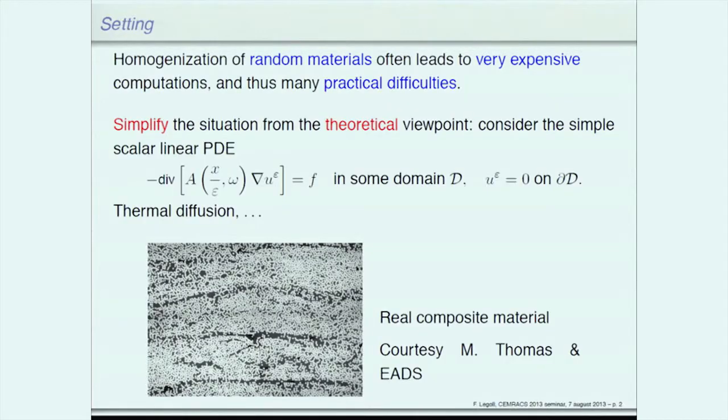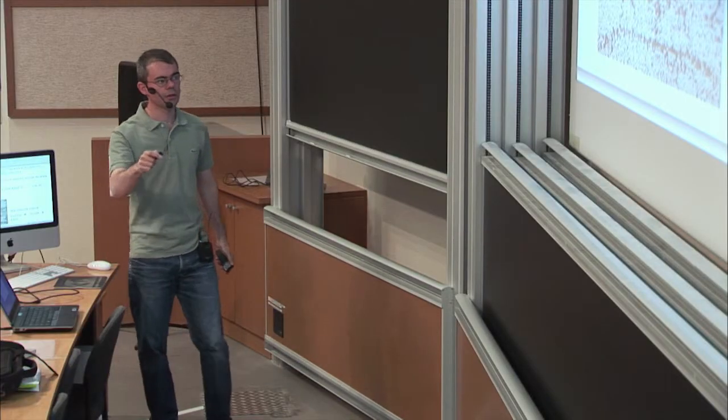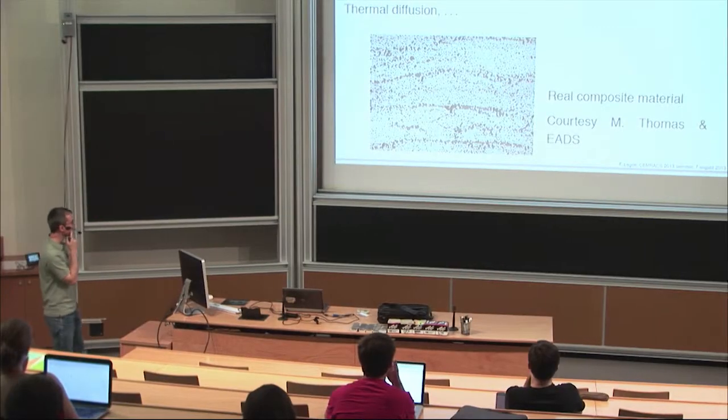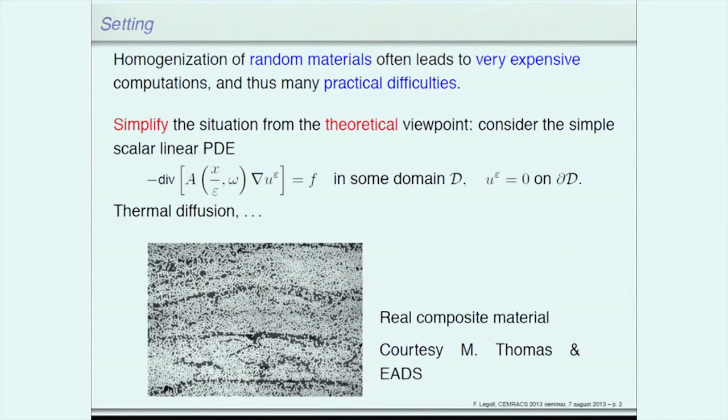The topic we are going to deal with today is related to materials modeled with a random model, such as this kind of material. This is a picture of a real material. This is not a numerical picture. This is the cut of a composite material used in the aircraft industries, EADS.